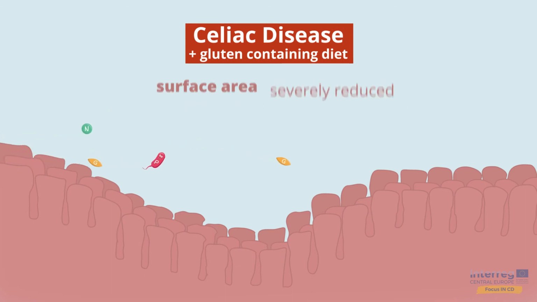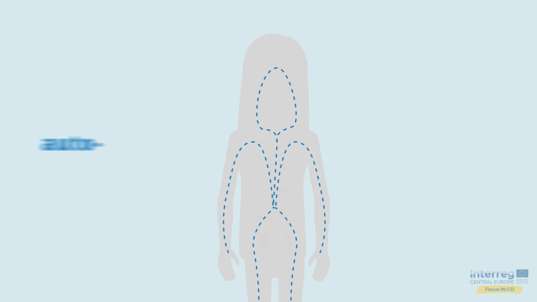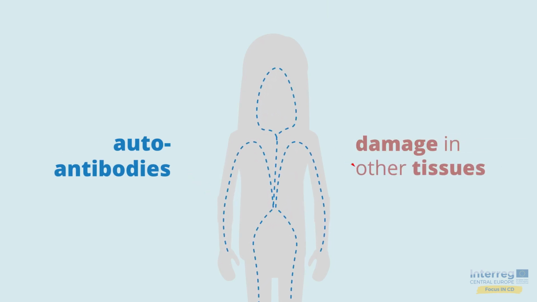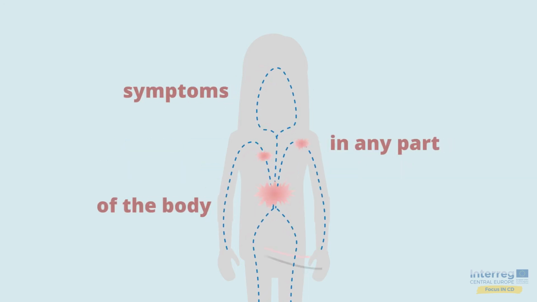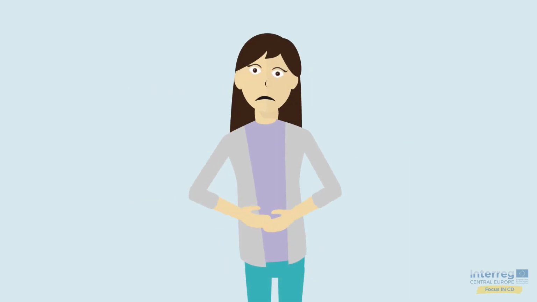In combination with the ongoing immune reaction, this often leads to a variety of different symptoms such as diarrhea, abdominal pain, or nutrient deficiencies. The immune cells and autoantibodies travel throughout the whole body and may cause damage in other tissues. Therefore, symptoms can occur in almost any part of the body.